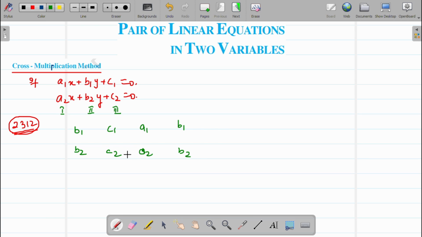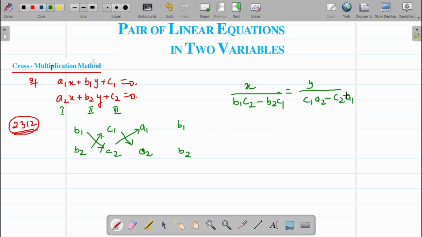Now how do we use this? What I do, I take x upon from top to bottom minus bottom to top. So we take it as x upon b1 c2 minus b2 c1 is equal to y upon c1 a2 minus c2 a1. It's always top to bottom minus bottom to top.